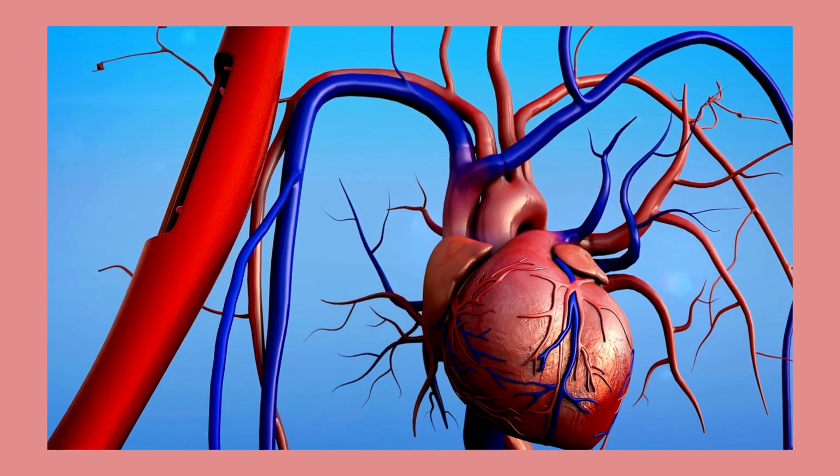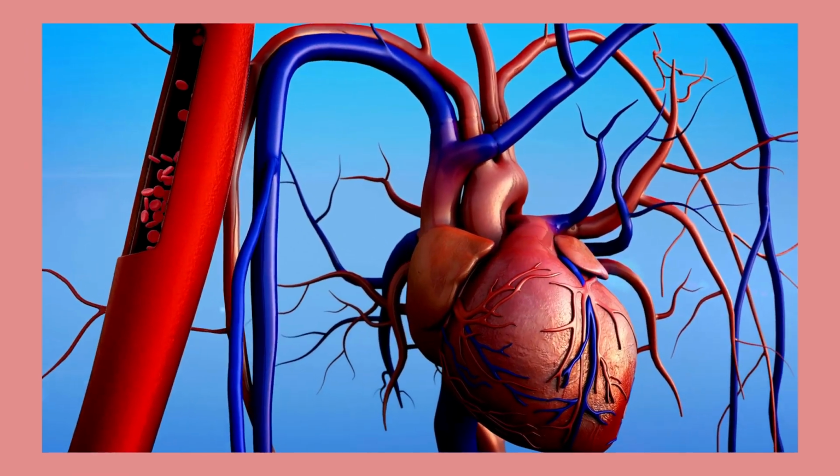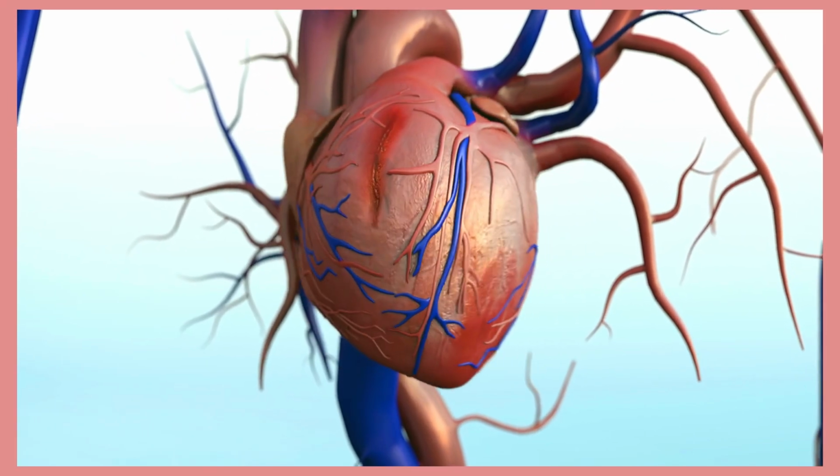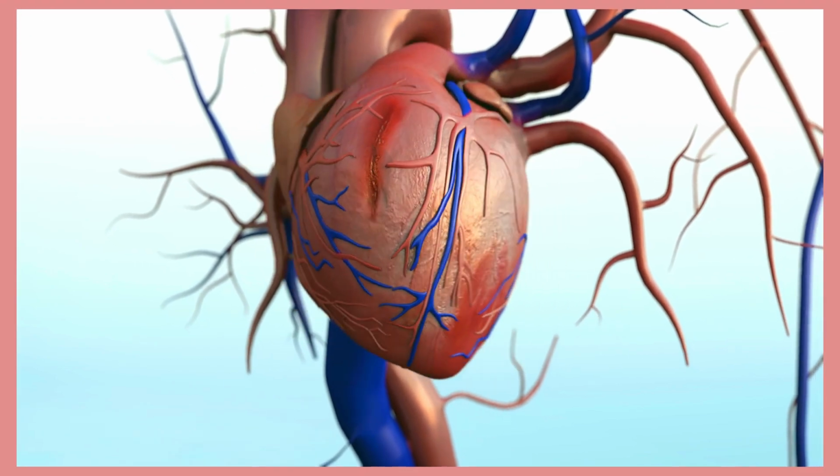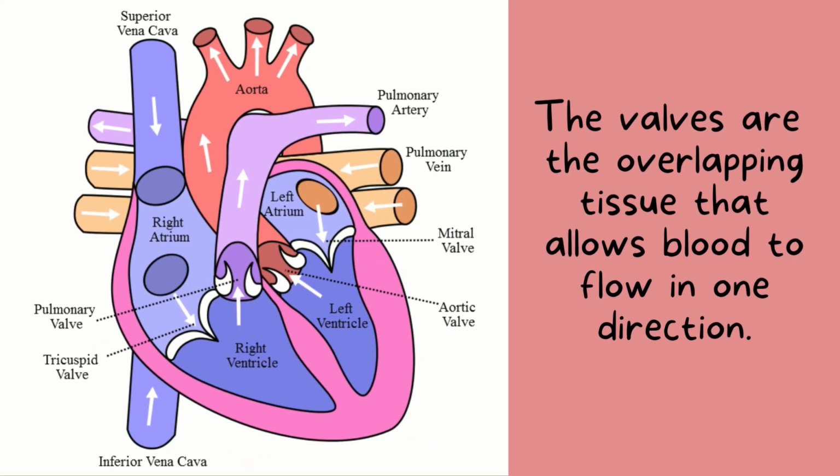When it contracts, oxygen-rich blood is forced away from the heart for distribution to the different parts of the body. Between atrium and ventricles are valves, the overlapping tissue that allows blood to flow in one direction.